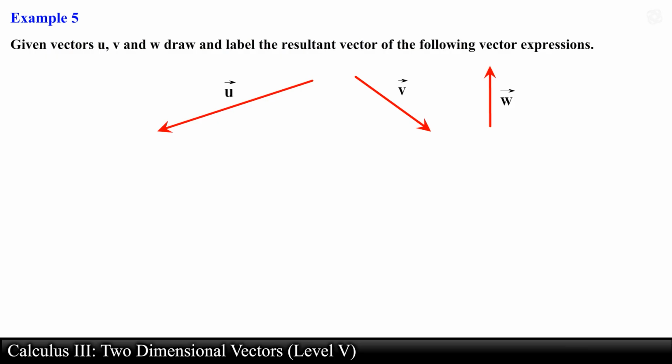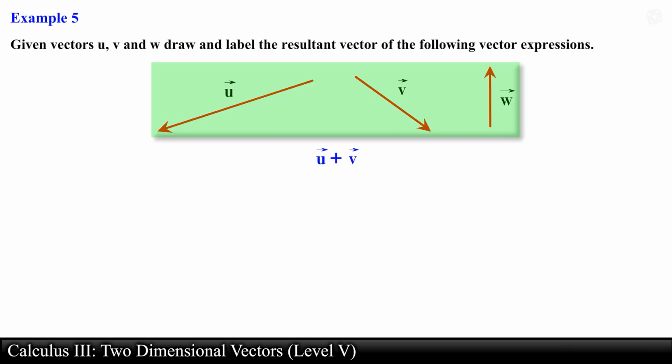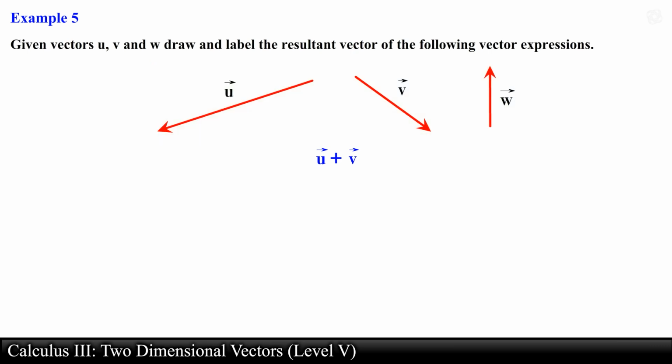Given vectors u, v, and w, draw and label the resultant vector of the following vector expressions. Okay, in this problem, we are provided with three distinct vectors, each with their own magnitude and direction. The first vector expression is asking us to find and draw the resultant vector when vector u and vector v are added. We can geometrically find the sum by applying the triangle law.